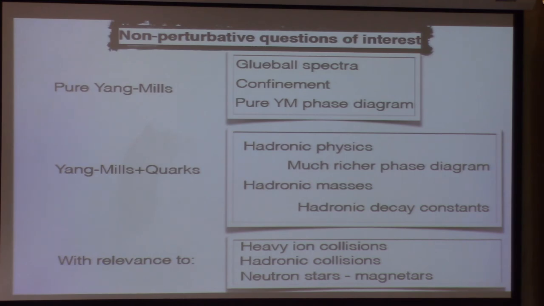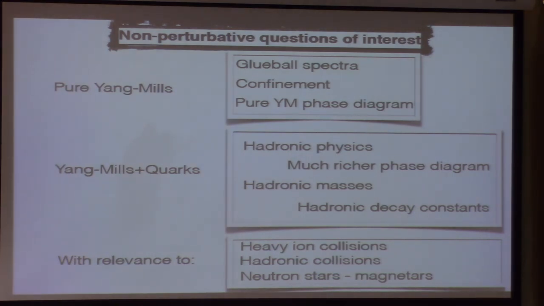If we add quarks to the picture, and much of what I'm going to talk about is related to adding fundamental matter, then we have an enormous plethora of questions that we can ask about hadronic physics. Of course, there's a much richer phase diagram. We can now think about turning on a baryon chemical potential, a baryon density. We can think of turning on electric and magnetic fields which couple to the fundamental matter. So there's an extremely rich phase structure there. One can ask then about the spectrum of hadrons and their decay constants. And in fact, all of these things can be studied from within an AdS QCD context.